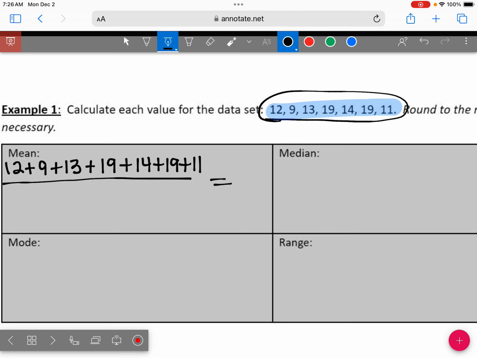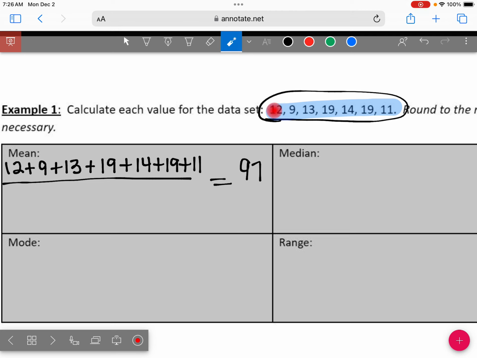And what did you all get? 87? Well, sorry, I can't hear you. What did you get? 97? Who got 97? Raise your hand if you got that. Okay, good. So we got 97.